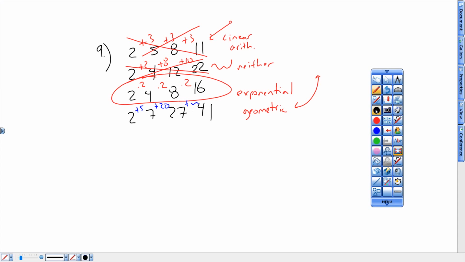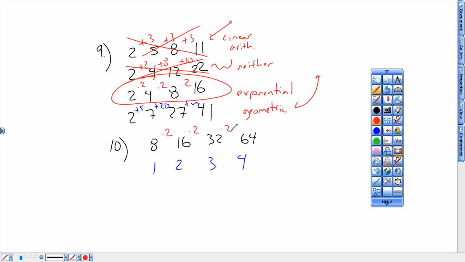All right, number 10. Almost done. One more after this. 8, 16, 32, 64. This is the first one right here. Second, third, fourth. This one looks like I'm timesing by 2.